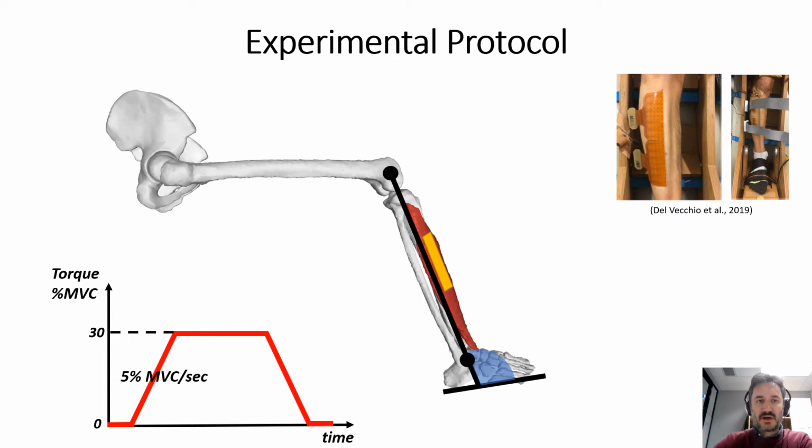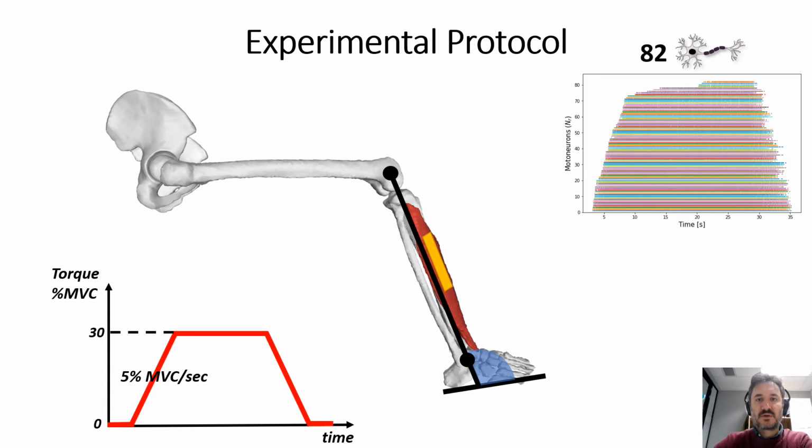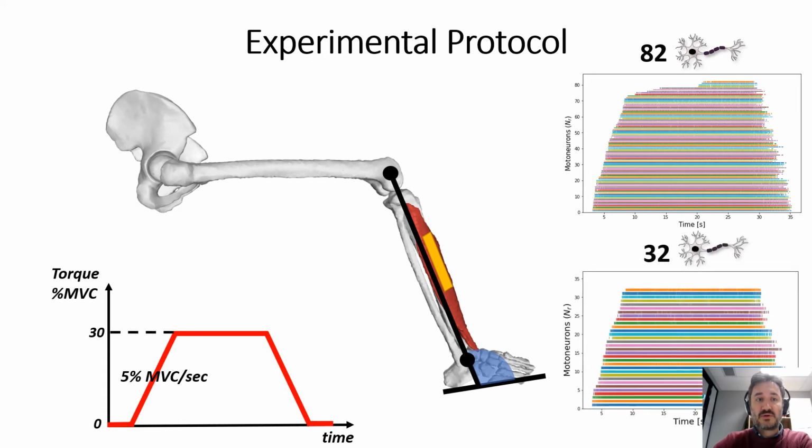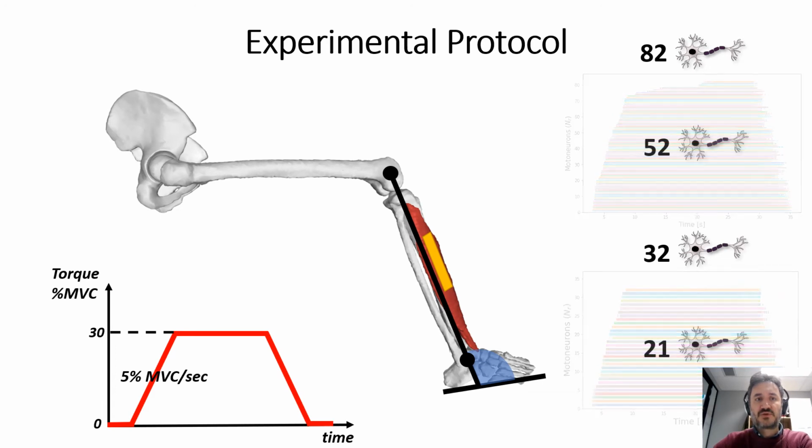The electromyographical recordings were then decomposed into individual motoneuron spike trains by blind source separation. With careful control of the experimental setting and optimization of the setup, we were able to obtain as many as 82 motoneurons in certain trials, but we also used as input to our model 32 motoneurons, and in other trials 52 and 21. We will use these different outcomes to test the robustness of our neuromechanical model with respect to its inputs.